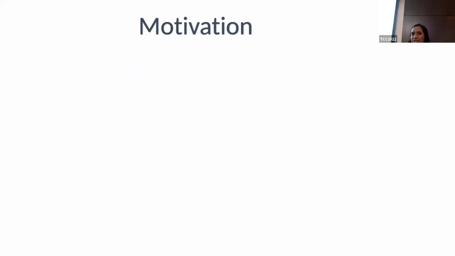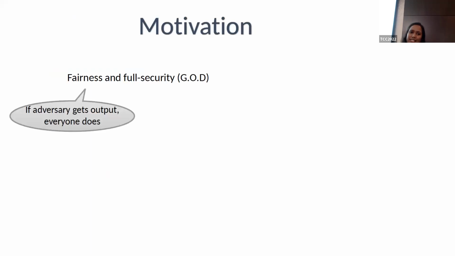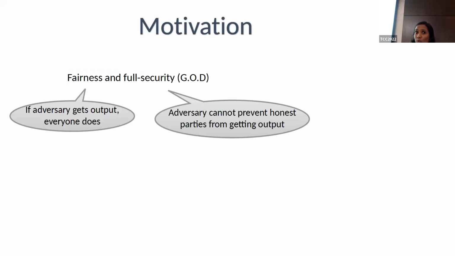Now, you can have different types of MPC protocols with different types of guarantees, and two of the strongest guarantees are fairness and full security. Fair protocols are fair in the sense that if the adversary gets the output, then so do the honest parties, but it may happen that in such protocols, nobody gets the output. But there is a stronger guarantee called full security or guaranteed output delivery, in which no matter what the adversary does, he cannot prevent the honest parties from obtaining the output.